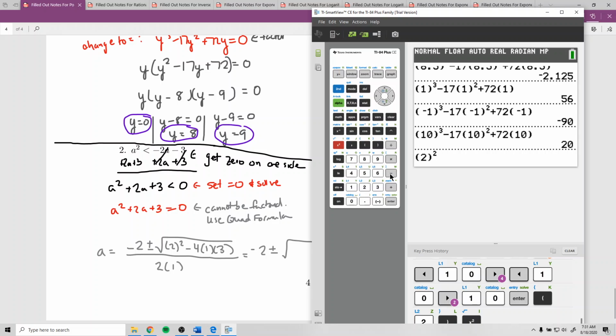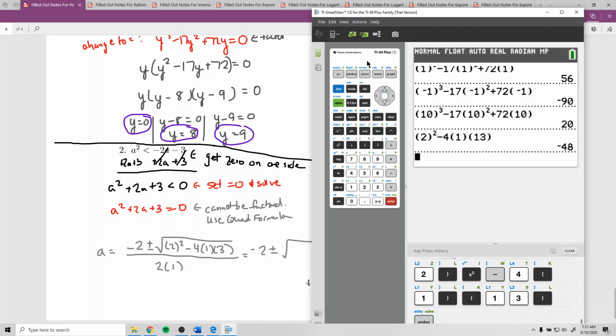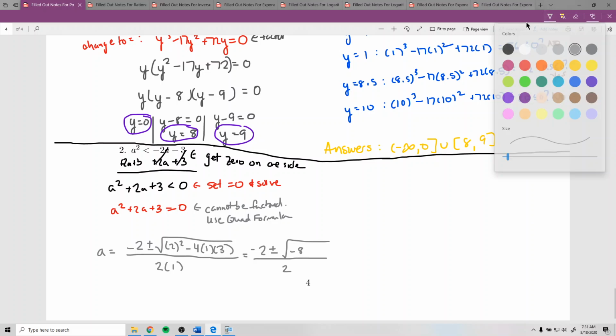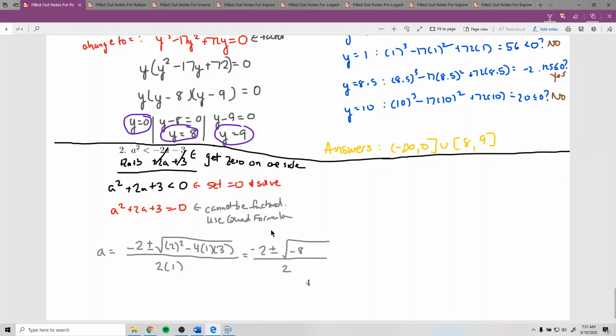We got 2 squared minus 4 times 1 times 3 is... well, that's a 1, not a 3. It's -8. Right, and what do we know when we have a negative inside the square root? There's an imaginary number.